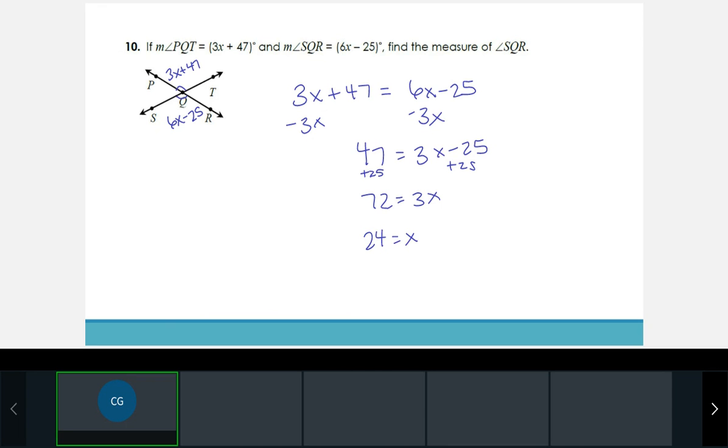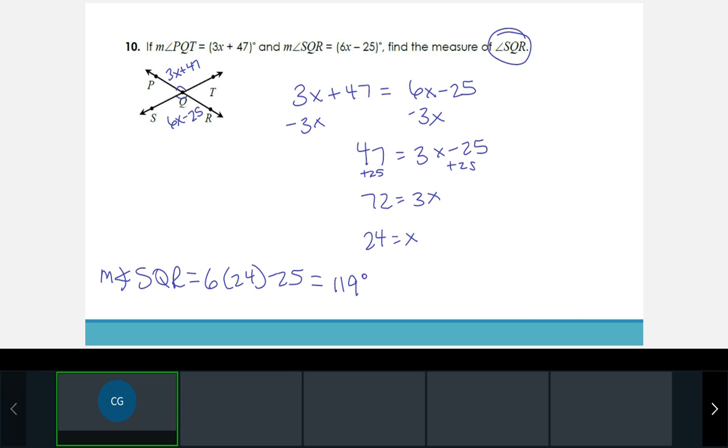Now, if you type 24 into the answer, you're going to get it marked wrong because it wants to know what's the measure of angle SQR. So what you got to do is go back up to your picture. SQR, that's 6x minus 25. 6 times 24 minus 25. Push some buttons on your calculator. You should get 119 degrees.